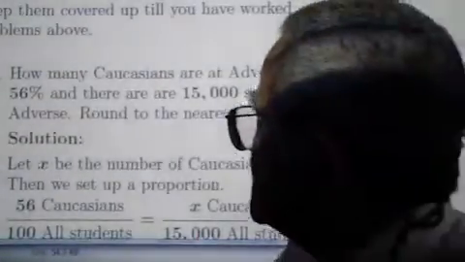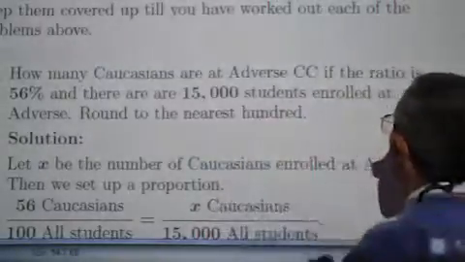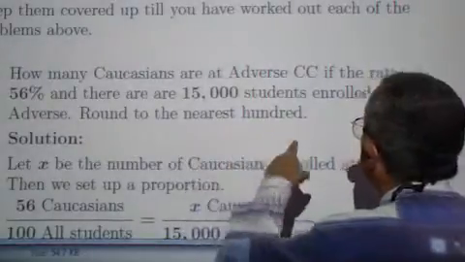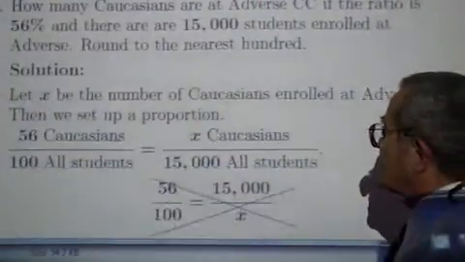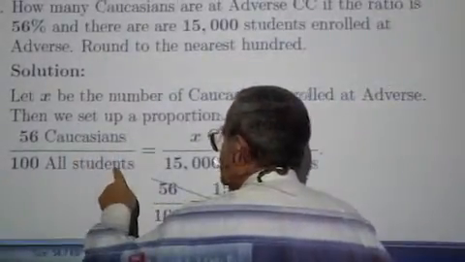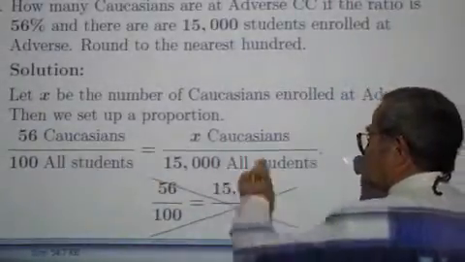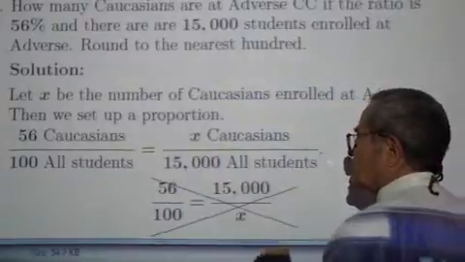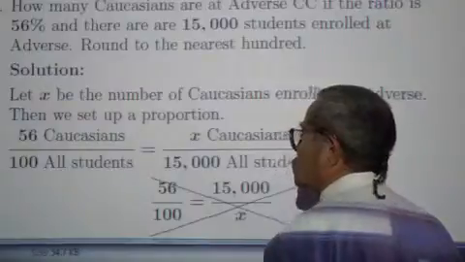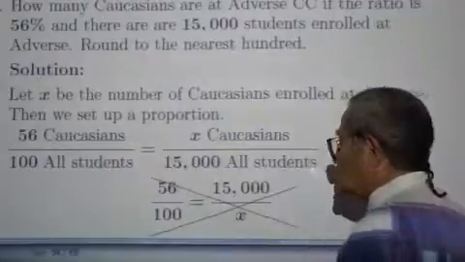Okay, let's go over the solutions from last time. How many Caucasians are there at Adverse CC? If the ratio is 56% and there are 15,000 students enrolled, the solution is there are 56 Caucasians per every 100 of all students, because 100 is percent, and that means x Caucasians are the 15,000. Note the units. Caucasians in the numerator, students in the denominator, or vice versa. You could have had students in the numerator, Caucasians in the denominator here, and here also.